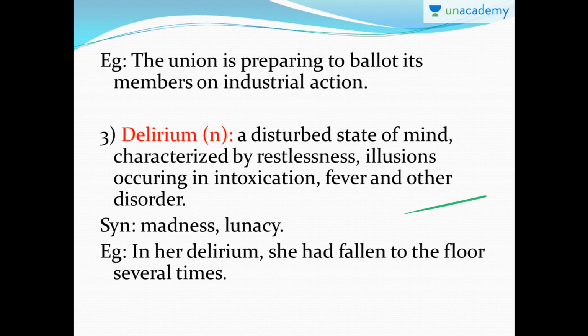The synonyms are madness and lunacy. An extreme case of delirium is called madness and lunacy. Illusions are situations where things don't exist in reality, but you think they do. For example, in her delirium, she had fallen to the floor several times. That means she was in a state of mind where she didn't know what was real and what was not. That made her fall to the floor several times. So delirium is a noun.